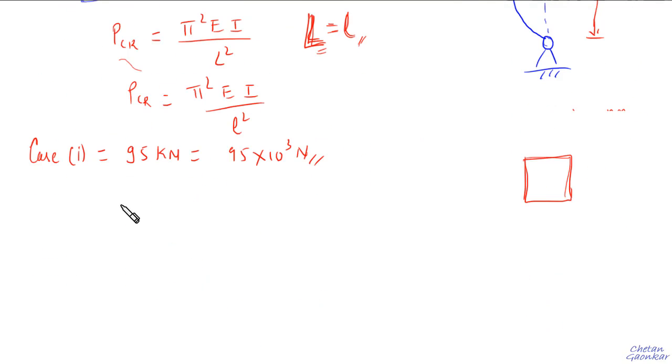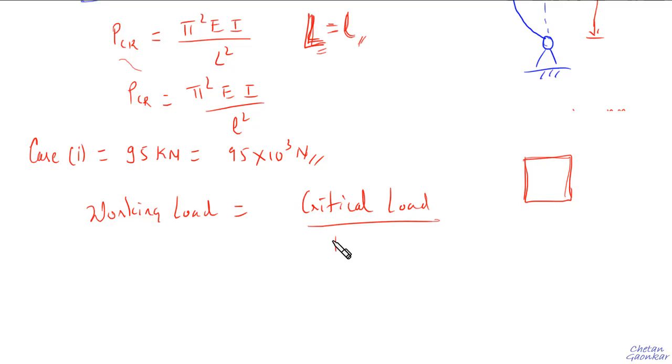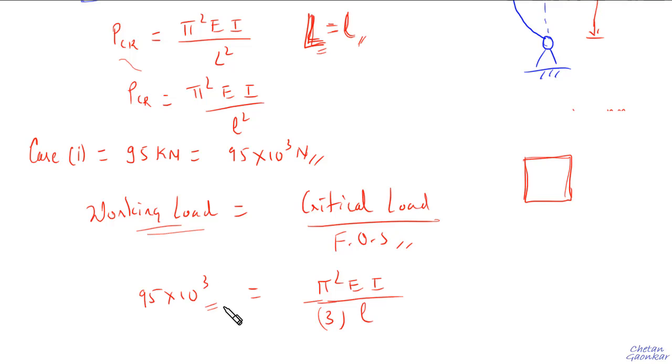And how to consider that? The working load will be equal to the critical load divided by the factor of safety. But the critical load in case of this is nothing but pi square EI by L square, and the factor of safety is how much? It is 3, because they have asked us to take it as 3. And how much is the working load? It is 95 multiplied by 10 to the power 3.